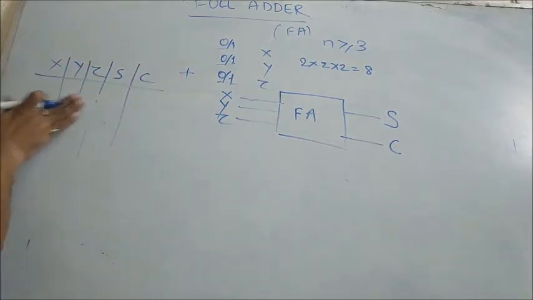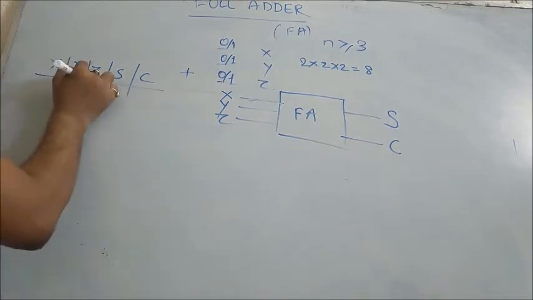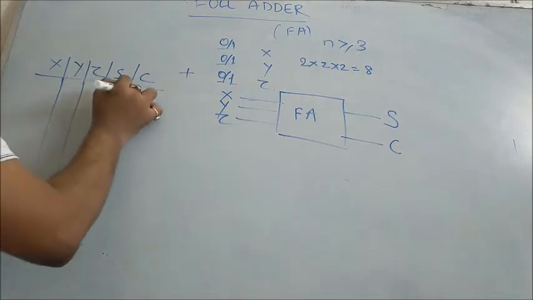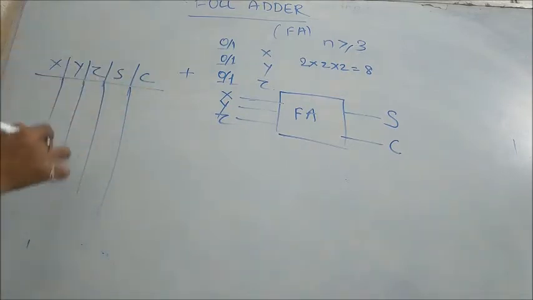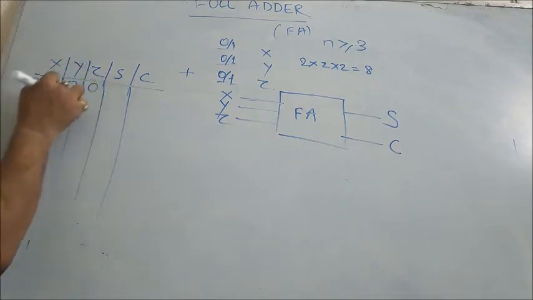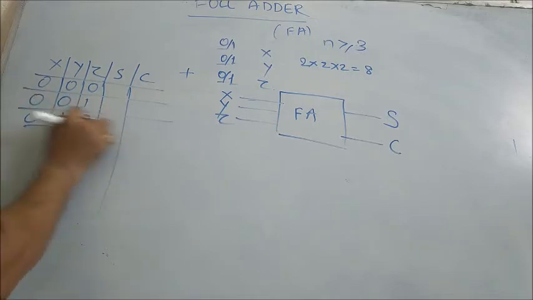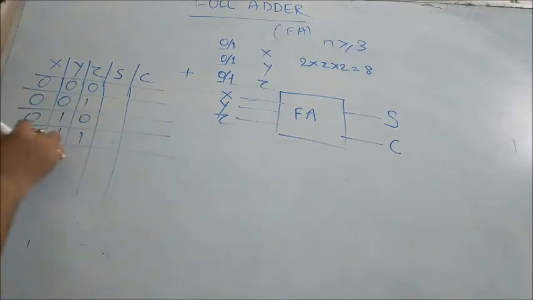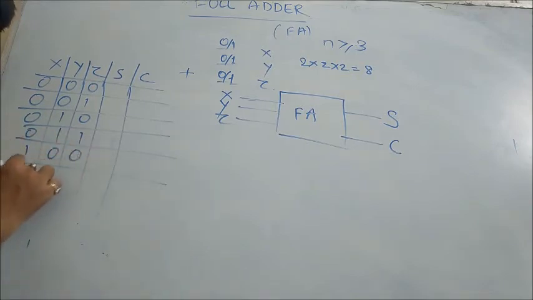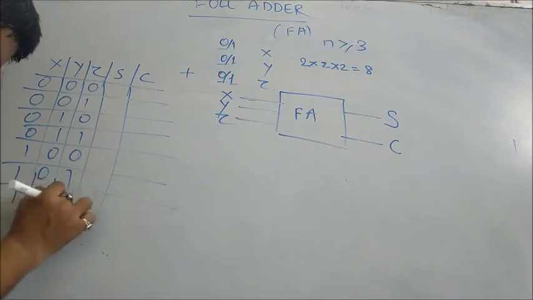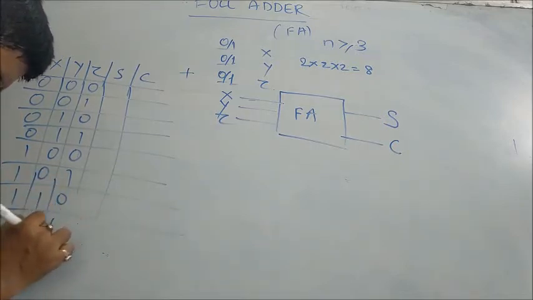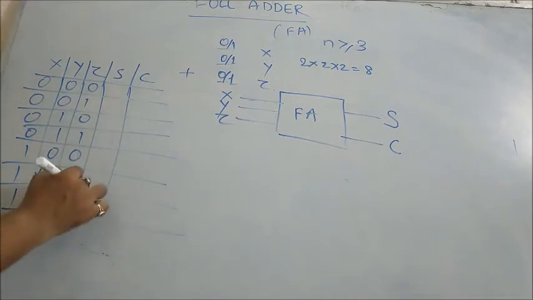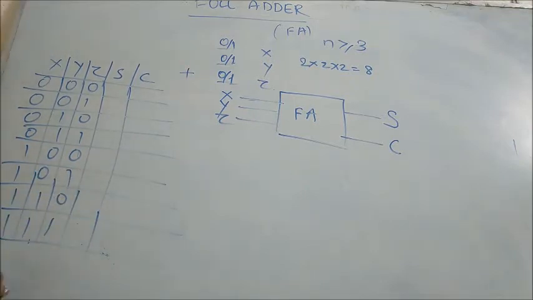Let's prepare this in a good way. This is x, y, z. So what I will have is 0 0 0, 0 0 1, 0 1 0, 0 1 1, 1 0 0, 1 0 1, 1 1 0 and 1 1 1. So first of all, what you have to calculate? You have to calculate the sum and carry.